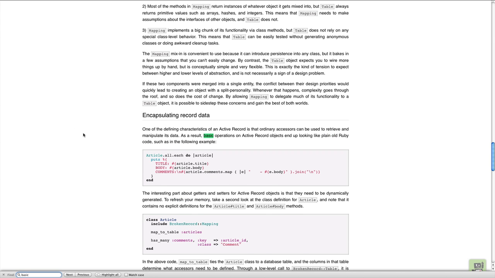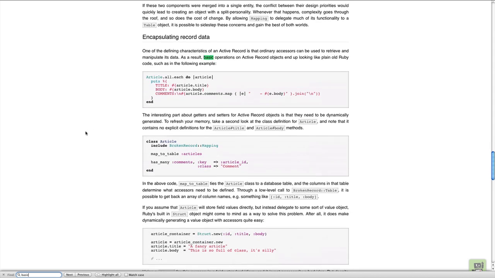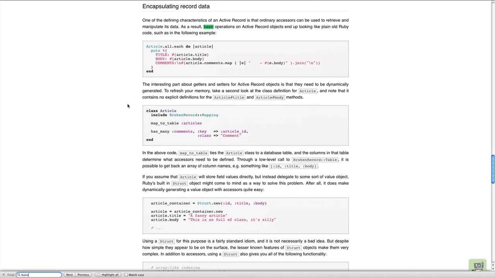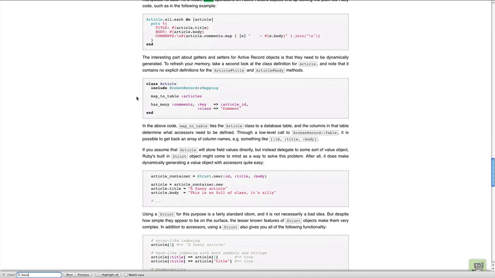As a result, basic operations on active record objects end up looking like plain old Ruby code, such as in the following example. The interesting part about getters and setters for active record objects is they need to be dynamically generated. To refresh your memory, take a second look at the class definition for article and note that it contains no explicit definitions for the article title and article body methods.